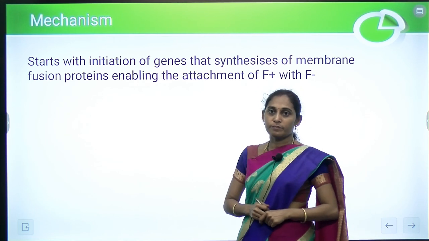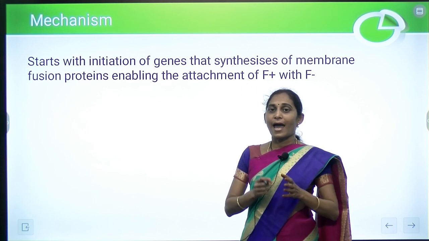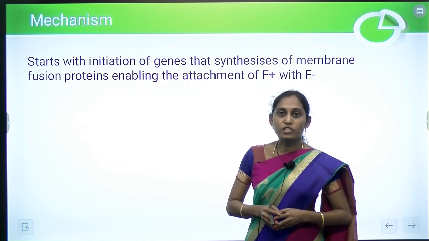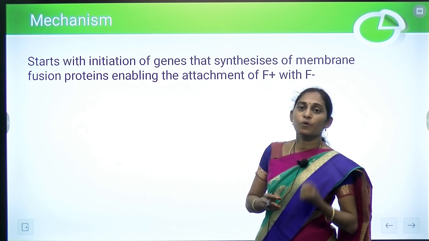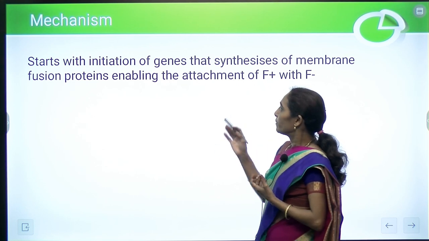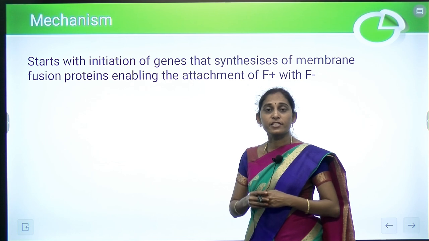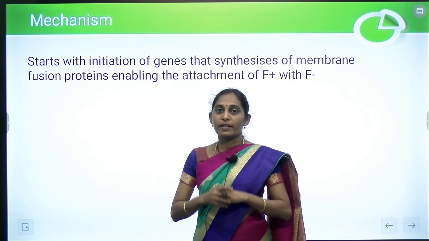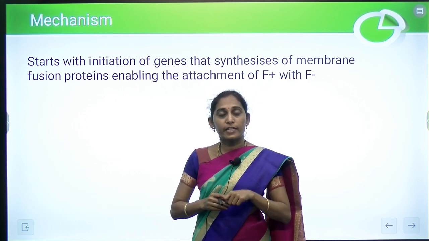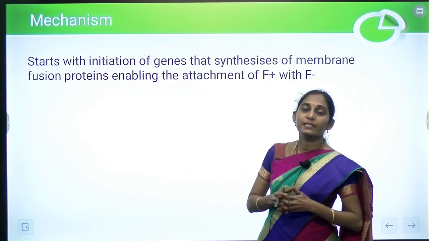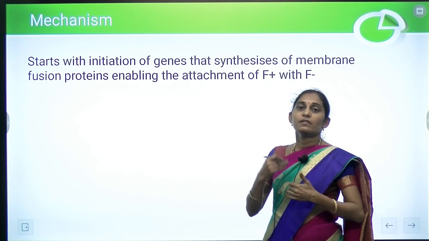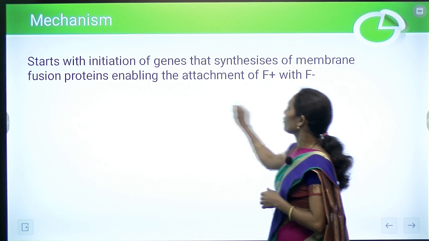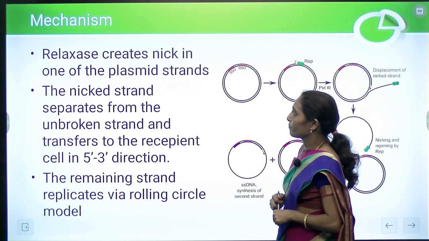If we start the mechanism, it starts with activation of certain genes, that is initiation of certain genes that are responsible for synthesis of some proteins called membrane binding proteins. These are very essential for binding of F plus cell to F minus cell, and these are present especially in F plus, that is donor bacterial cells. They synthesize the membrane fusion proteins. They enable the attachment of F plus cell with F minus cell.